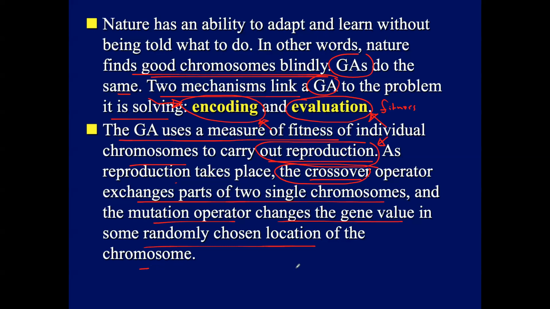So you have two chromosomes, and then you exchange some of their parts to form two new offsprings, or two new chromosomes. So as reproduction takes place, we usually use that crossover operator to exchange parts of two single chromosomes. Now, we've said that in evolution, mutation can also occur over some time. Okay, so in an artificial context, mutation changes a gene value in some randomly chosen location of the chromosome.